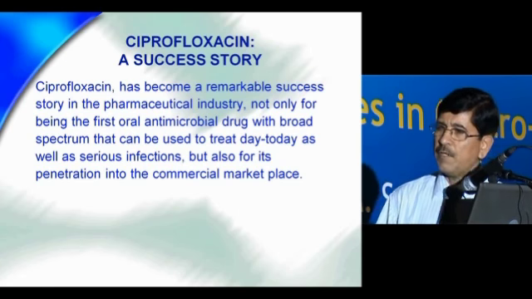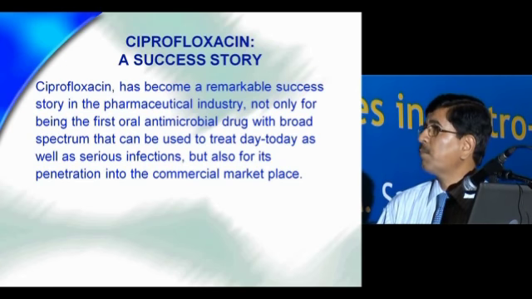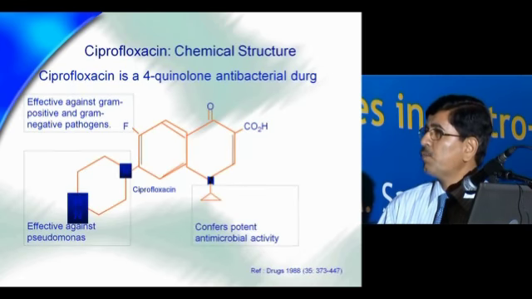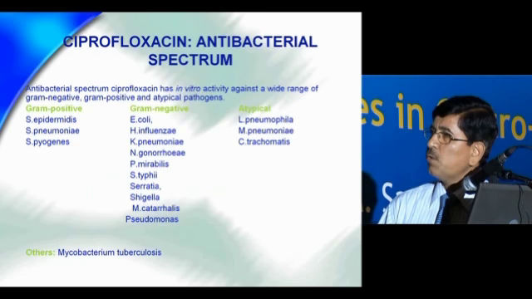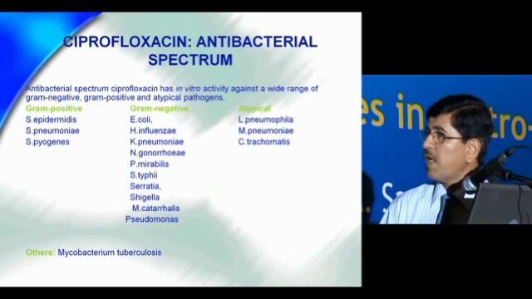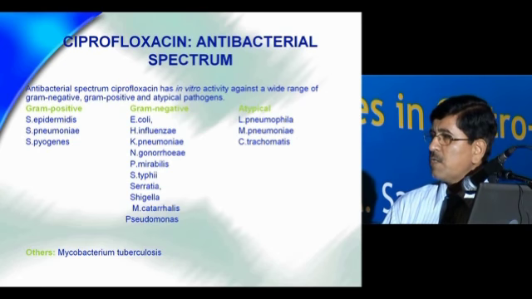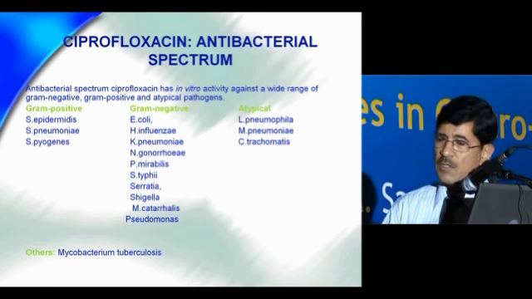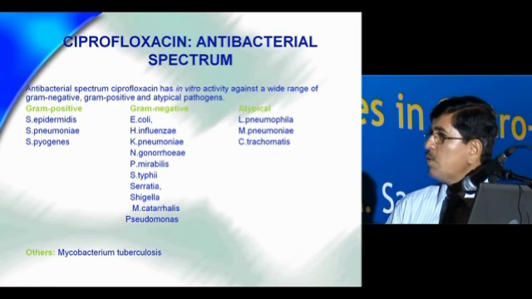Among gram-positive organisms, this drug is active against most staph. Among gram-negatives, it's effective against E. coli, Haemophilus influenzae, Klebsiella pneumoniae, Neisseria gonorrhoeae, Proteus mirabilis, Salmonella typhi, Serratia, Shigella, Moraxella catarrhalis, and Pseudomonas species. It is also effective against atypical respiratory pathogens like Legionella pneumophila, Mycoplasma pneumoniae, and Chlamydia trachomatis.